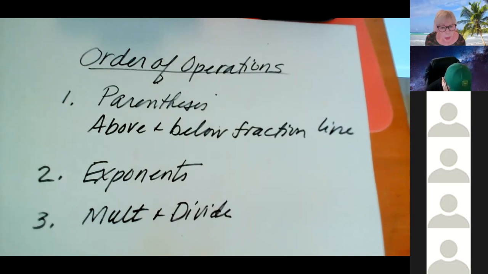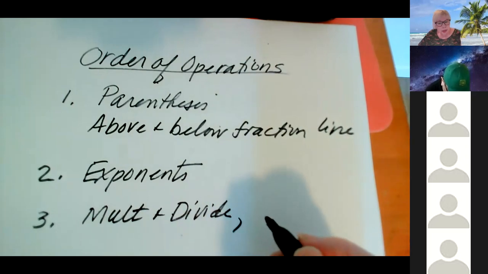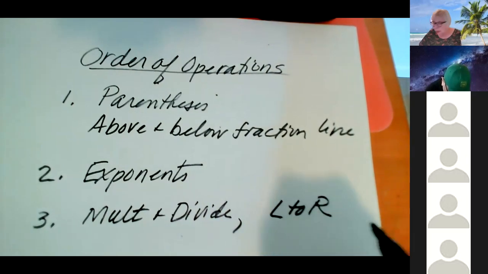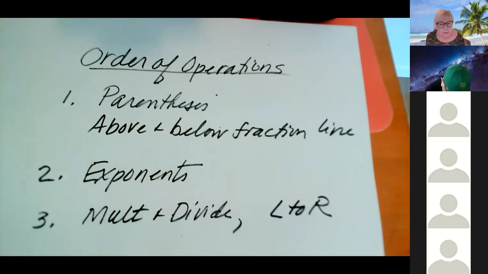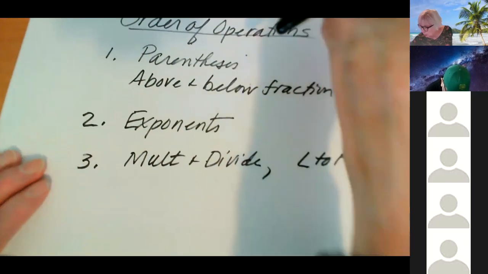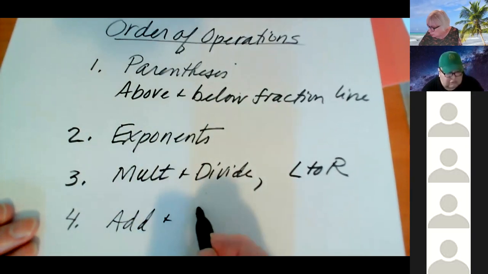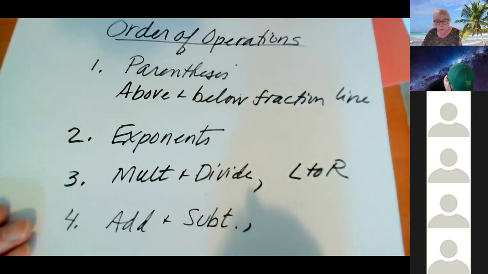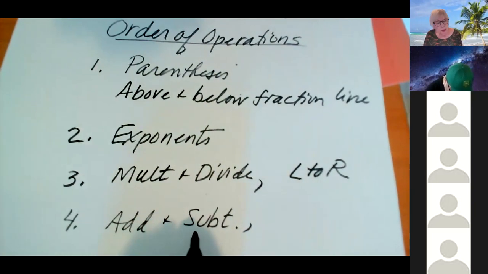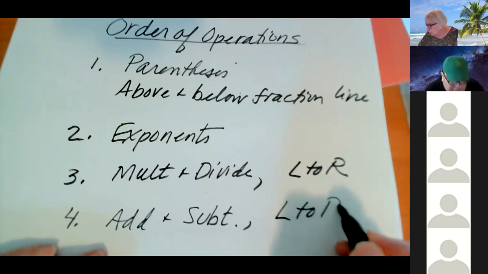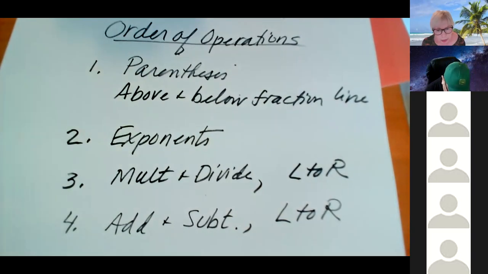Third on our list is multiply and divide. They are equal. And so if they're both in the same problem, we just go left to right. So if divide was first, we would do divide, and so on. And we saw one problem like that already. And last on our list is adding and subtracting. And again, if they're in the same problem, and that's all we have left is adding and subtracting, the rule would say, go left to right.